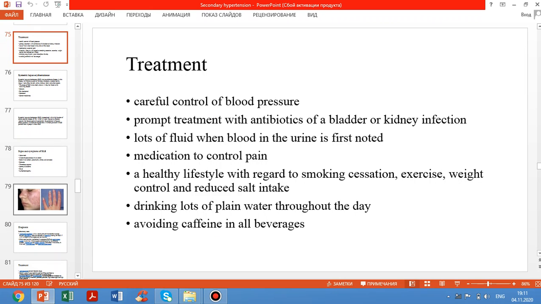Treatment. Careful control of blood pressure. Prompt treatment with antibiotics of a bladder or kidney infection. Loss of fluid when blood in the urine is first noted. Medication to control pain. A healthy lifestyle with regard to smoking cessation, exercise, weight control, and reduced salt intake. Drinking lots of plain water throughout the day. Avoiding caffeine in all beverages.